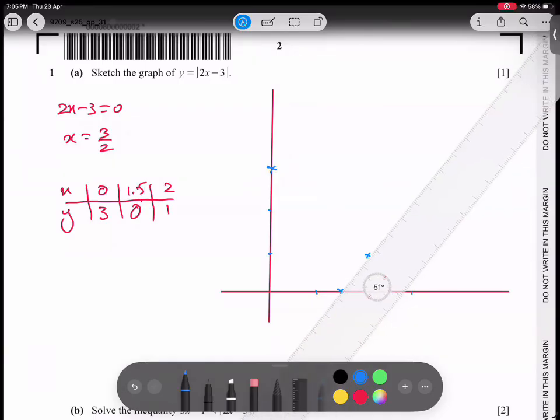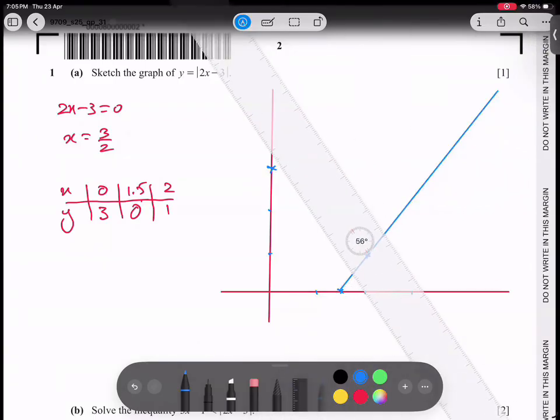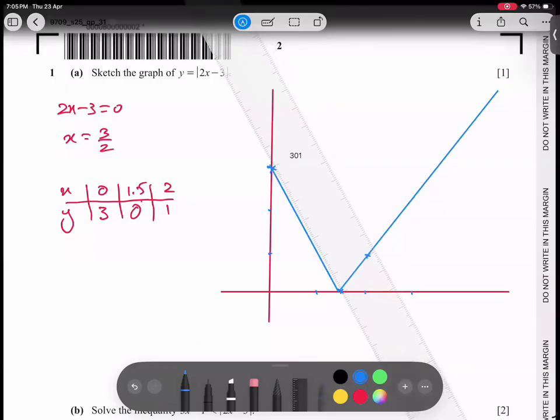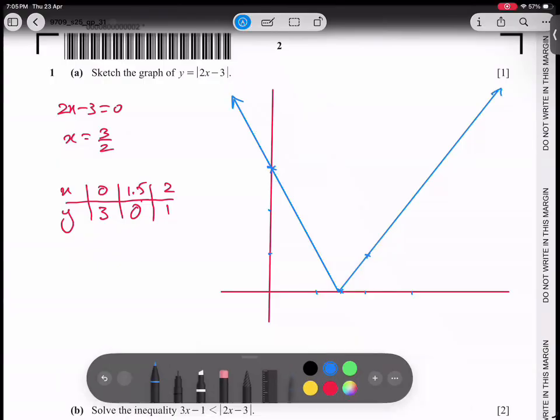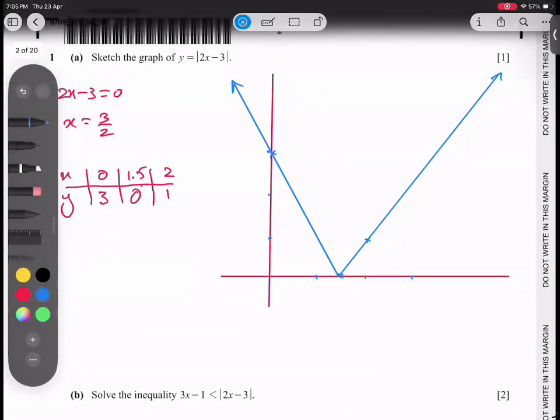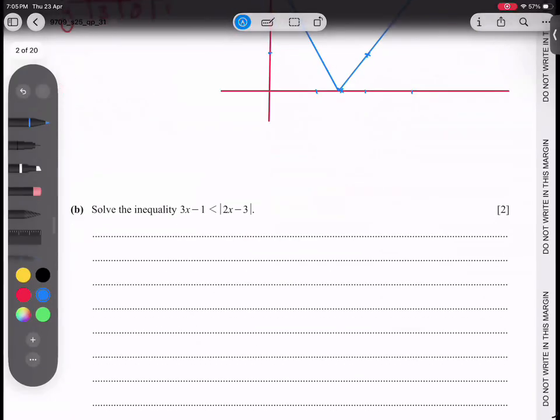So I'm going to sketch. So Alhamdulillah Rabbil Alameen, this is nothing hard, Alhamdulillah, very easy. And let's go for the next part for 2 marks.